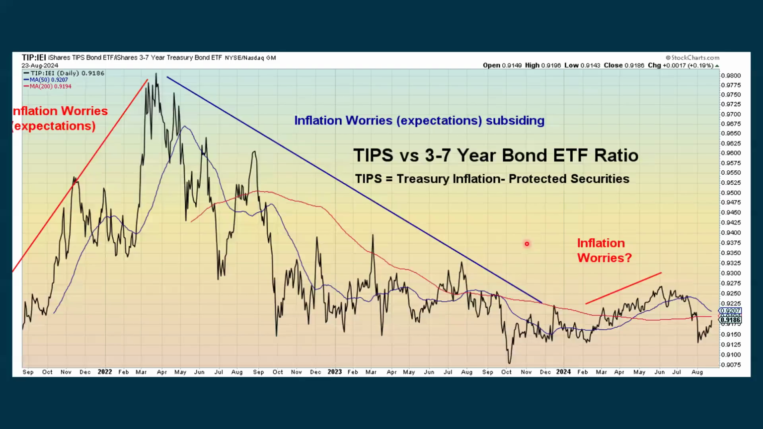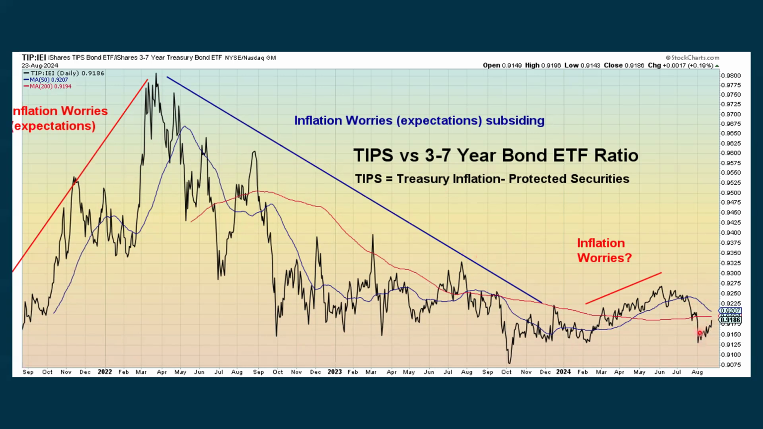Then we look at TIPS, which are Treasury inflation protected securities. These are what folks get into when they're worried about inflation and worried about interest rates going up. And when this is going down, that means folks are getting into 3 to 7 year bonds, and inflation worries seem to be subsiding. Now, we were really coming down with this ratio in late July into August, but what was the context of that?